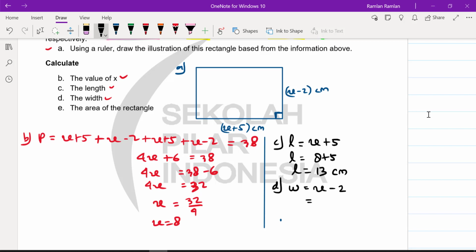And again, because we know that the value of x is 8, just substitute the x by 8. So 8 minus 2 will be equal to 6, and that will be in centimeter.